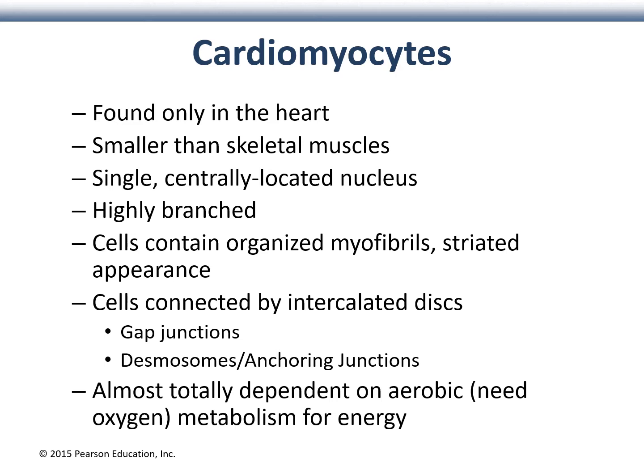Remember that cardiomyocytes, though, are found only in the heart. They are smaller than skeletal muscles, and they have a single centrally located nucleus. They are highly branched, and the cells are organized in myofibrils, just like skeletal muscle, and so they have a striated appearance. These cells are connected via intercalated discs that have the gap junctions that allow for communication between the cells, and desmosomes, or anchoring junctions, that will fuse the different cells together. They are also totally dependent on aerobic metabolism for energy, so they need oxygen in order to function.